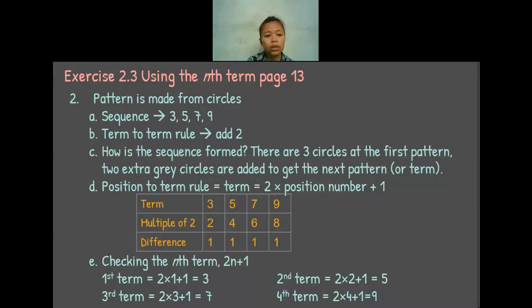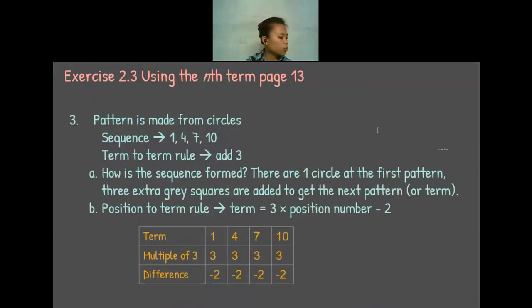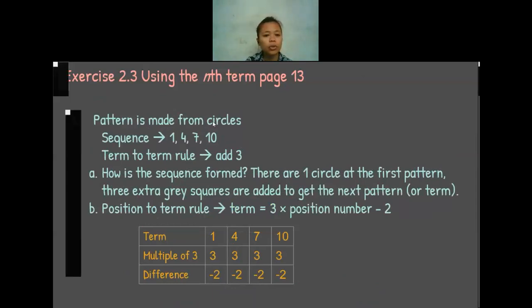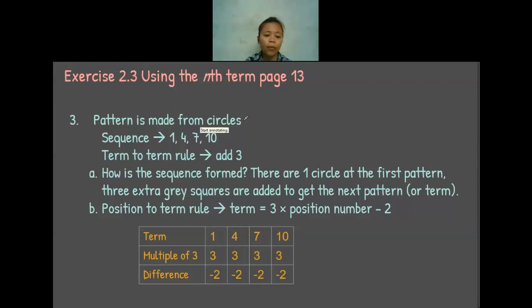For question 3, we have a pattern that is made from some gray squares. The pattern is made from squares. It's supposed to be squares, not circles. Sorry. And then for finding the sequence, we just count how many squares are there. So it will be 1, 4, 7, and 10.